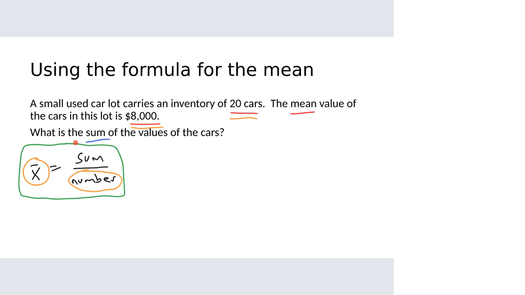All right, so let's see. I was told that the mean was 8,000. I'm looking for the sum, and there were 20 cars. I'm trying to get sum by itself. Essentially, now I have an equation that I'm trying to solve. What am I going to do here to get sum by itself? What am I going to do to get rid of this divide by 20 that's right there?